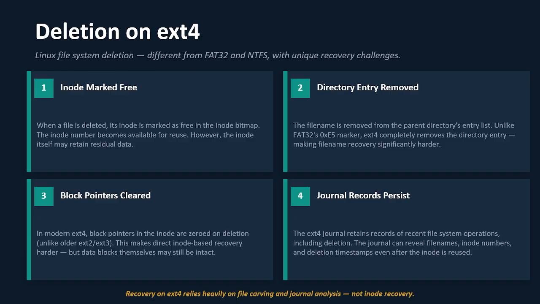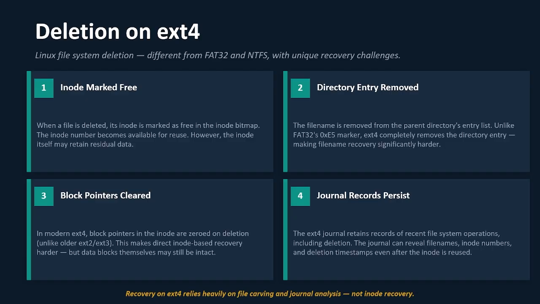Unlike FAT32, it completely removes the directory entry as opposed to just changing the first character of the name. So actually recovering file names on an ext4 system is quite a bit harder and may not be possible depending upon how the deletion has happened. It will then clear the block pointers, and they are zeroed, unlike older versions of ext, which makes just going through the inodes and recovering files that way quite hard. The data blocks are still there, but the inodes are zeroed out.